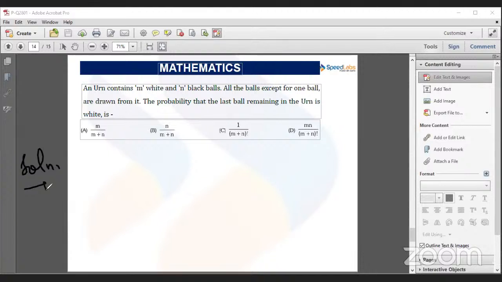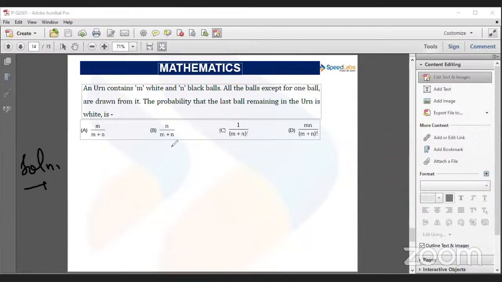An urn contains m white and n black balls. All the balls except for one ball are drawn from it. The probability that the last ball remaining in the urn is white. ओके, तो एक अर्न में m white और n black balls से सारे बॉल निकाल लिए गए एक बॉल को छोड़ के. So what is the probability that the last ball remaining in the urn is white?